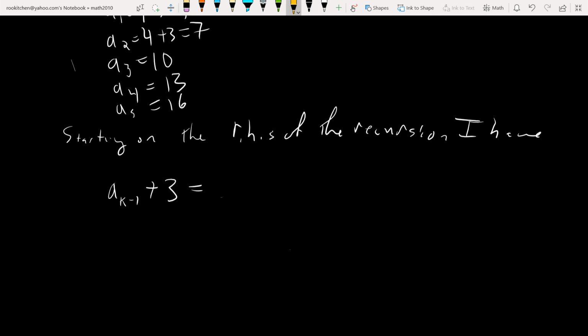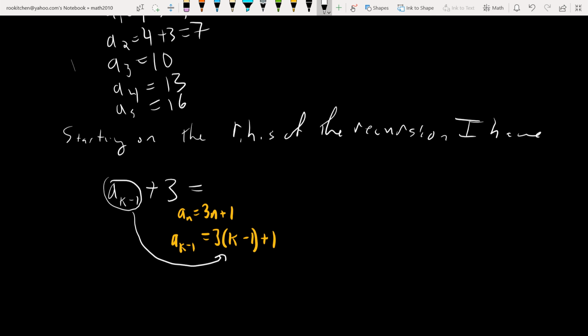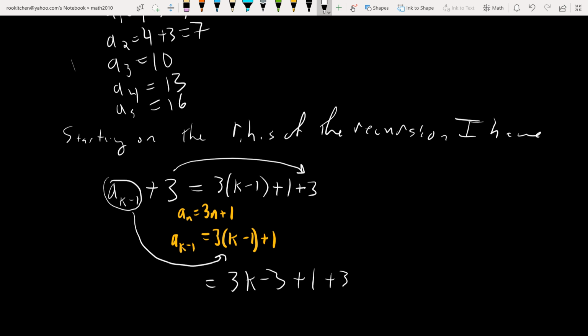Okay, so again, my formula for a sub n is 3n plus 1. I want to figure out what a sub k minus 1 is, and that's literally just replacing n with k minus 1. So I'm replacing this thing with this thing, and I get 3 times k minus 1 plus 1. But last time I wrote it, I forgot the plus 3, so I still need the plus 3 in there. Then we can simplify that to be 3k minus 3 plus 1 plus 3.